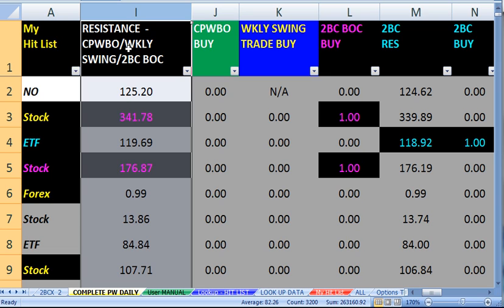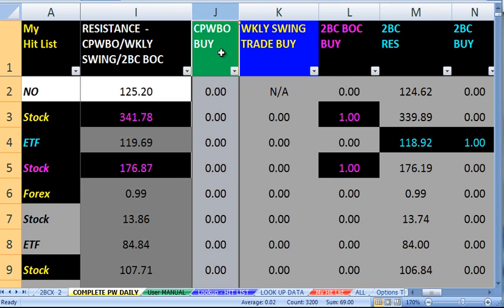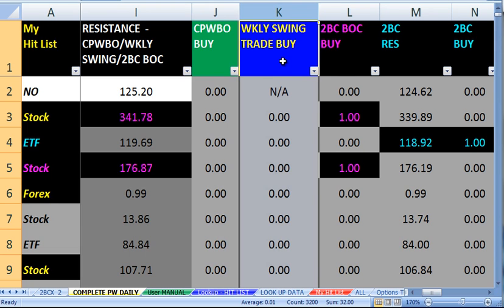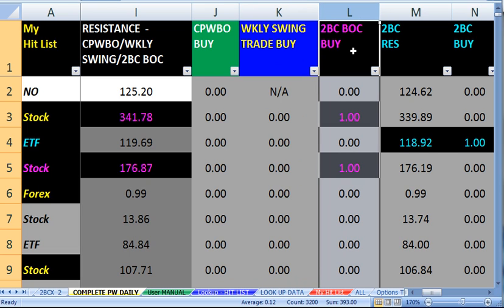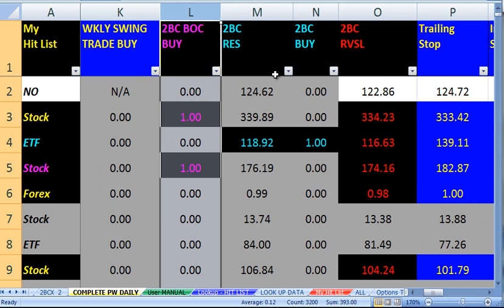Okay, all other, anything that's not an aggressive pulse wave entry point, this is your price trigger right here. The next column over is your confirmed pulse wave breakout buy signal. The next column over is your weekly swing trade buy signal. The next column over is your 2-bar Charlie breakout continuation buy signal.